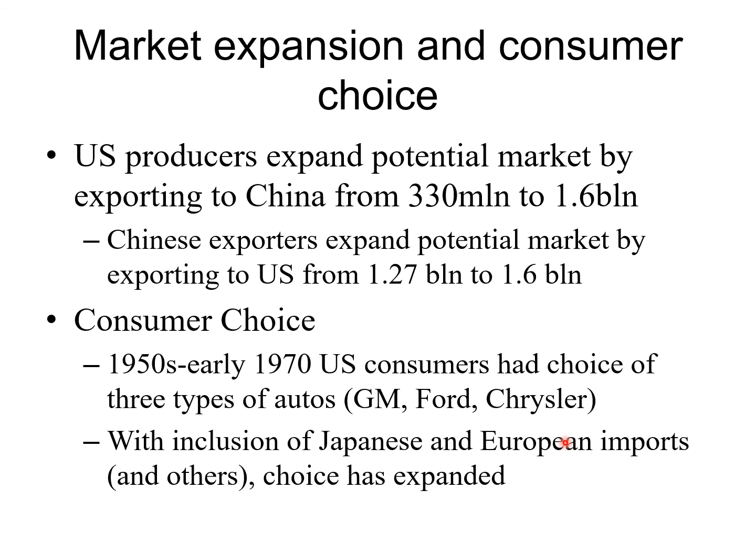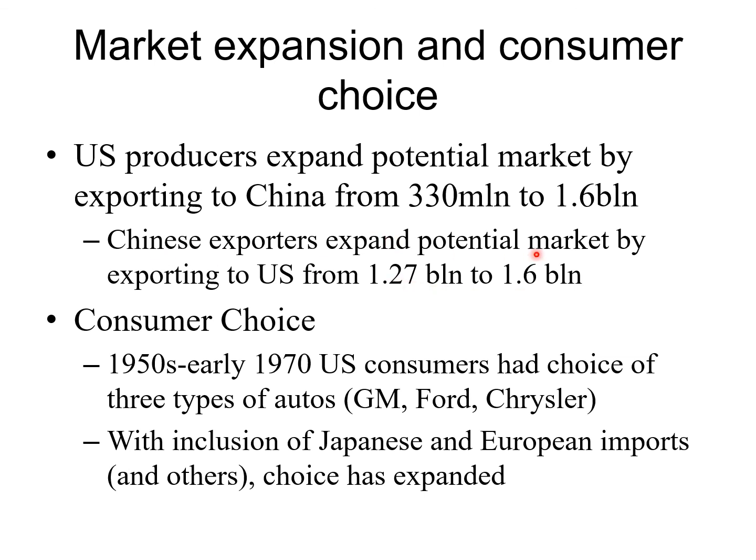To wrap up the argument in favor of free trade, we finish this, and I mentioned this already. U.S. producers expand their potential market by exporting to China from 330 million, which is the domestic market, to about 1.6 billion. Chinese exporters expand their potential market by exporting to the U.S. from 1.27 billion. I don't know where I got that. It should be 1.6 billion. Oh, I get it, because we're adding, when China was 1.27 billion.